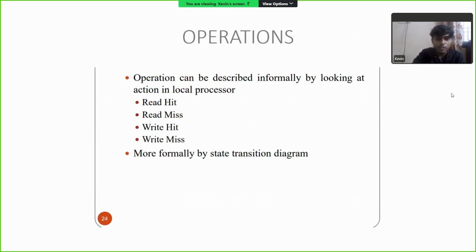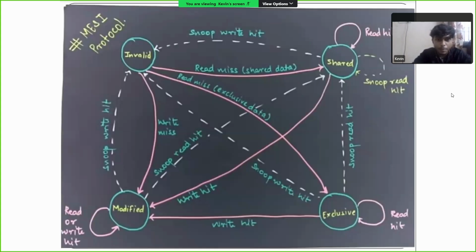So these are another set of operations: read hit, read miss, write hit, and write miss, which will be performed on this cache memory in MESI. Here we can see invalid, shared, modified, and exclusive, and the various operations which will be performed on these. So yeah, we can see that, and here I will conclude with this solution.